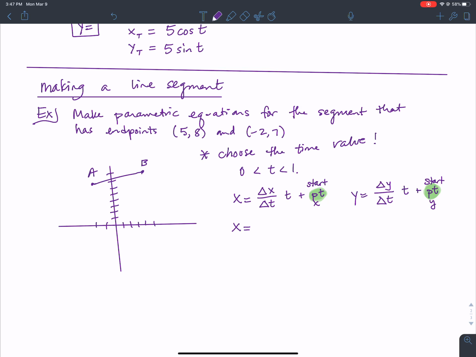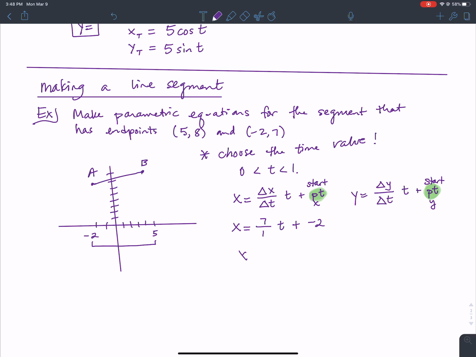Your x parameter, we want change in x over change in time. So look at your point A to B. How much does x change to get from A to B? So if we're at -2 and we're going to 5, what is your change in x? So from -2 to 5, your change in x is 7 units. We are choosing time to be 1 second because we want this done quick. So that's 1 second. So that's our change in x over change in time. So that's times t for our parameter, plus our starting point. So your starting point, you can either be at (-2, 7) to start with or (5, 8). As I drew this, I started at point A and went to point B. So I started at (-2, 7). So my starting x was -2.